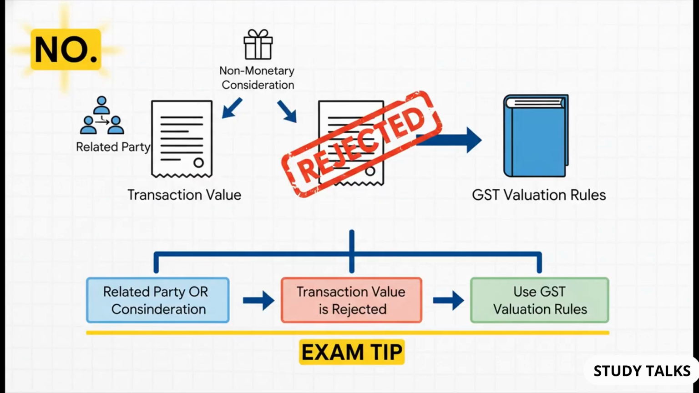And the answer to that is no. This is the trigger point where Section 15(1) just stops applying. If the parties are related, or if the price isn't the sole consideration, that transaction value is considered unreliable. We have to reject it and use the specific GST valuation rules instead. Knowing when to use transaction value and when to switch to the valuation rules is an absolutely key skill for your exams.